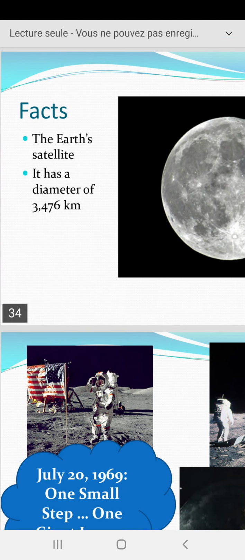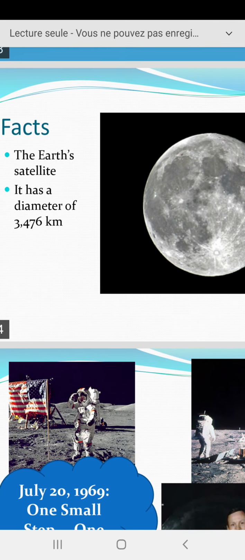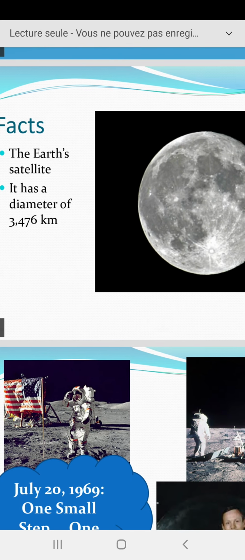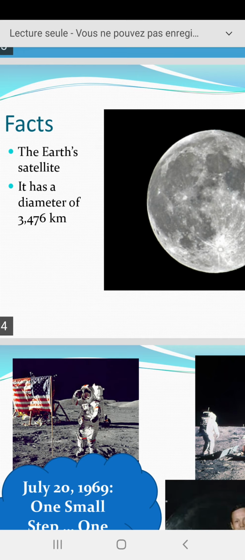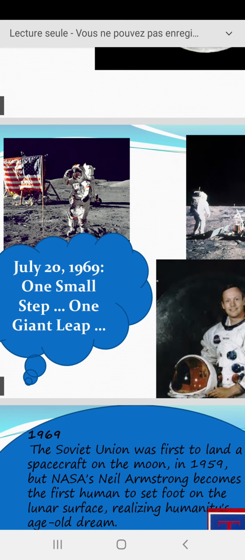The moon. What is the moon? Is the Earth's satellite. It has a diameter of 3,476 kilometer. Now look at here.